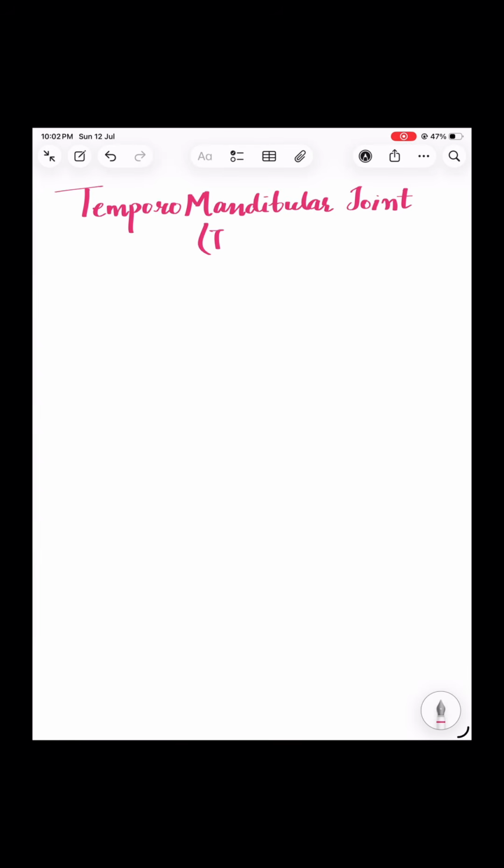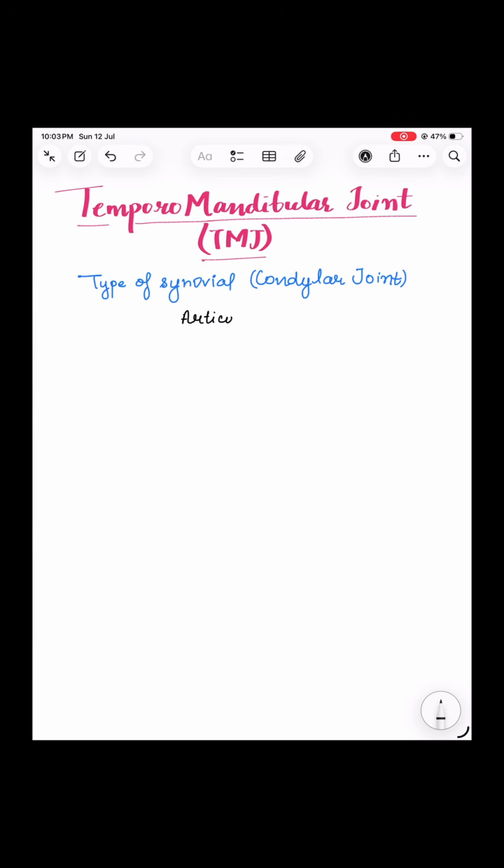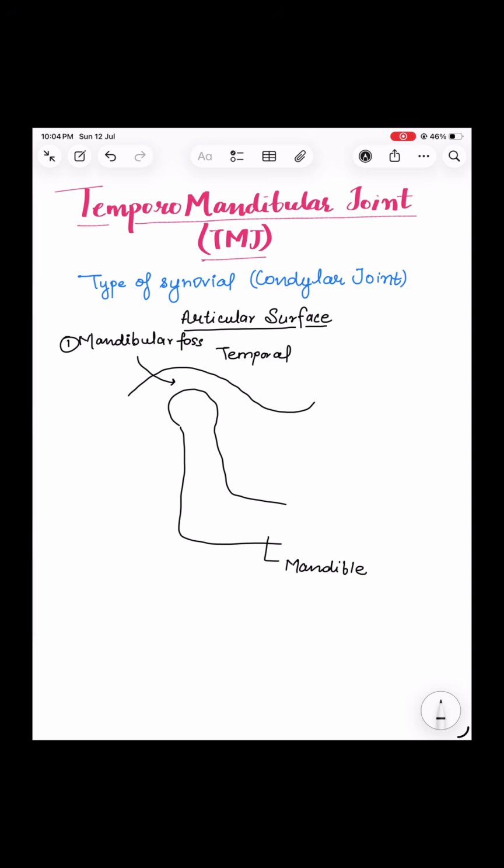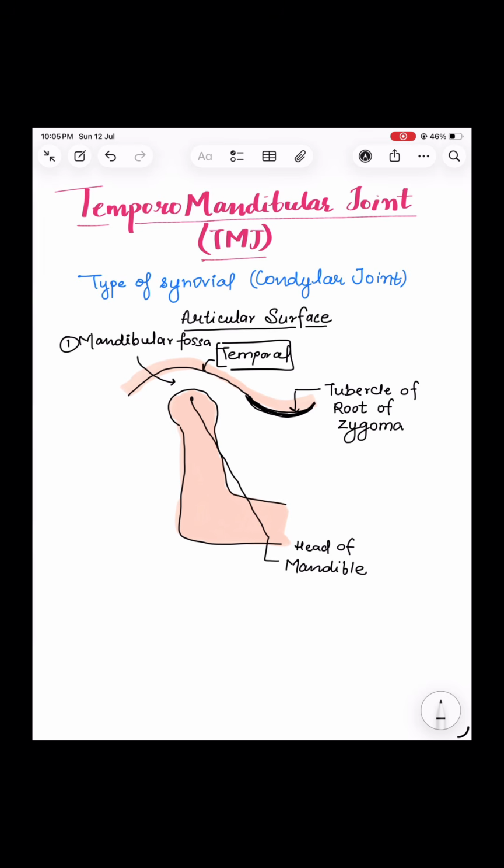Temporomandibular joint is a type of synovial condylar joint which has an articulating surface between the head of the mandible and the temporal bone. The head of the mandible articulates in the mandibular fossa of the temporal bone. Anteriorly, it is bounded by the tubercle of the root of the zygoma and posteriorly has a non-articulating tympanic plate.